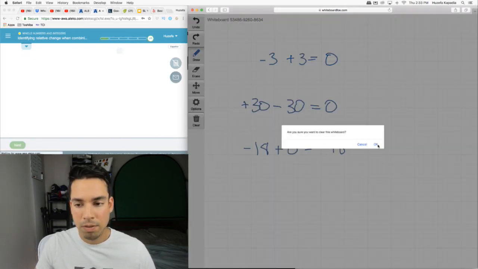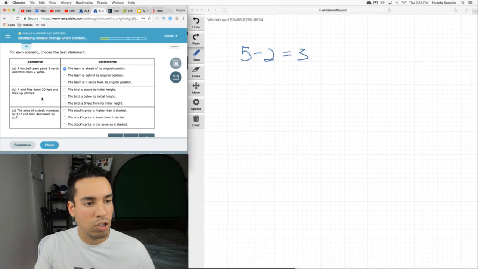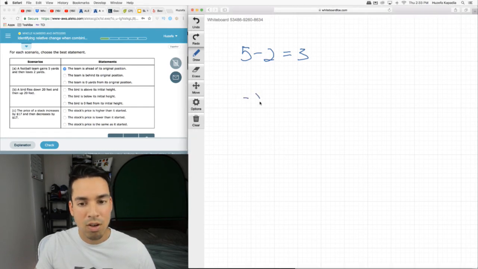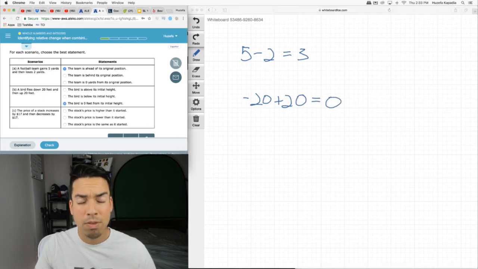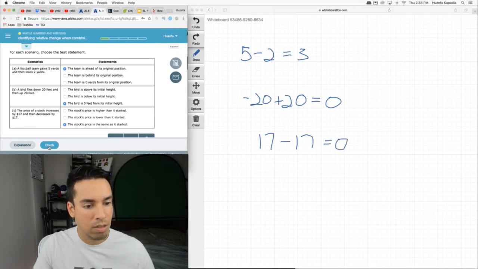Let's go on to the next one here. A football team gains 5 yards, positive 5, and then loses 2 yards. We have a net positive change of positive 3. So the team must be ahead of its original position. A bird flies down 20 feet and then up 20 feet. Net change of 0, meaning the bird is 0 feet from its initial height. It's still at the initial height. And last, the price of a stock increases by 17 and then decreases by 17. Net change of 0. The stock's price is the same as it started.